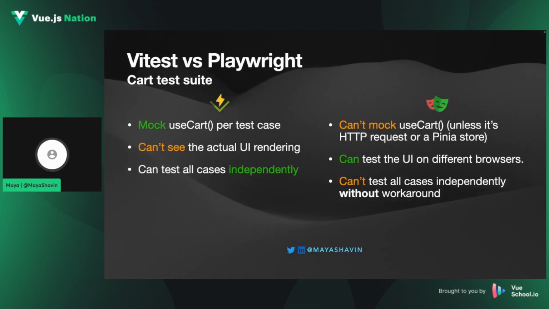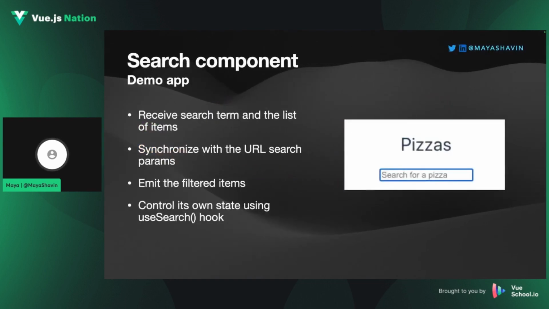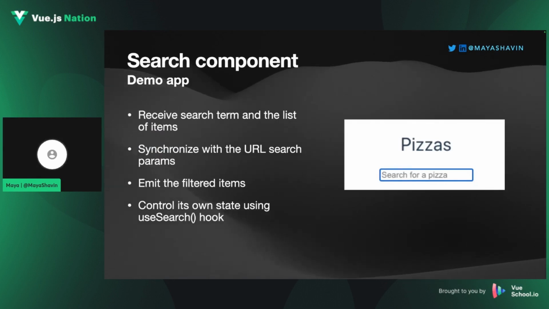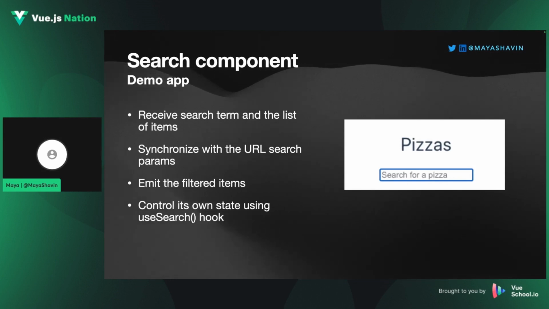Well, we will look at it later. Now we'll move to the next component. It's called the search component. Okay, this is another interesting component that we can look into. This search component has an input, receives a text, and emits a list of items.